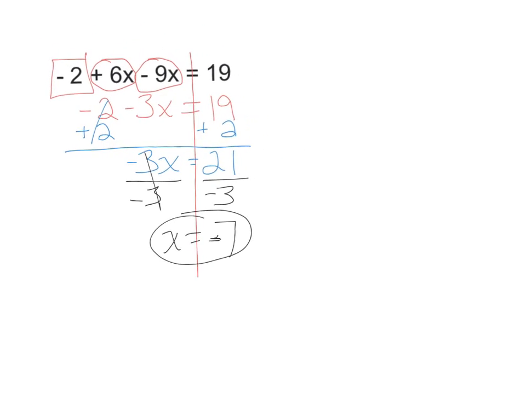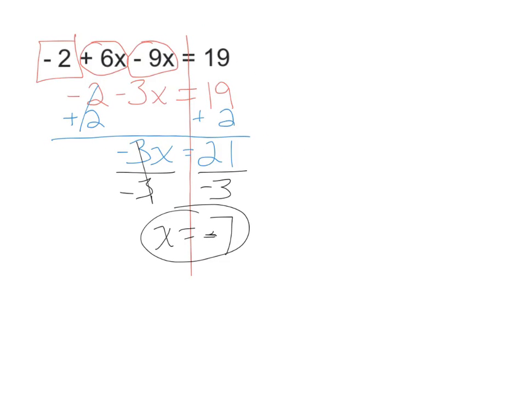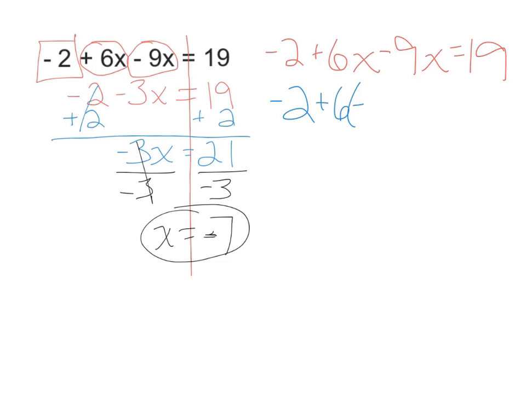And now let's check our work, because we always love to check our work. I'm going to rewrite this: negative 2 plus 6x minus 9x equals 19. And I'm going to rewrite it with this negative 7 in where those x's are. So negative 2 plus 6 times negative 7 minus 9 times negative 7 equals 19.